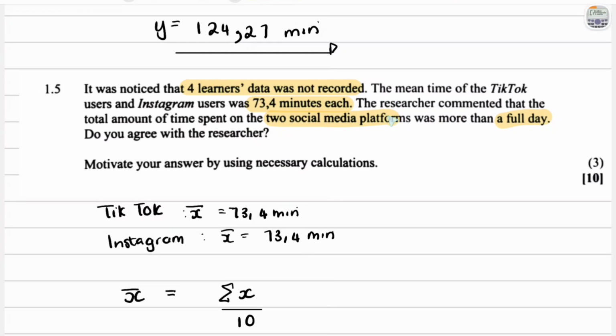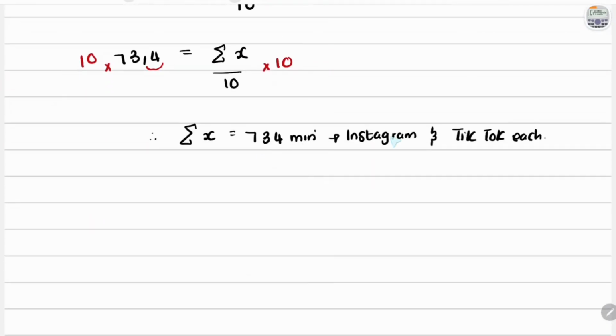So now that we have that, the researcher commented on the total amount of time spent on the two social medias combined. This is just the total amount of time spent on, let's say, Instagram or TikTok. The total for both combined, you would have to add them together, because this means that they spend 734 minutes on Instagram and 734 minutes on TikTok. So if you add those together, 7 plus 7 is 14, and then 34 plus 34 is 68. So that's the total amount of time in minutes that they spent combined, okay?